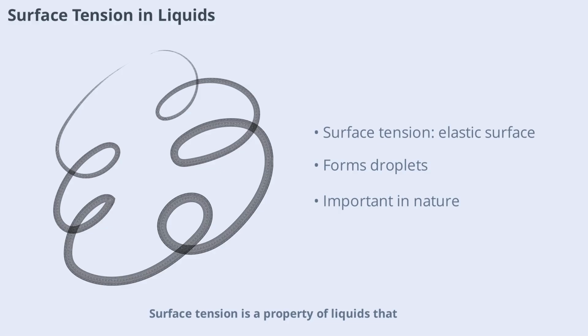Surface tension is a property of liquids that makes their surface behave like a stretched elastic sheet. It's why water forms droplets and why some insects can walk on water. Surface tension is caused by the attraction between particles at the surface of a liquid. This property is important in nature, technology, and even in our bodies, affecting everything from raindrops to medical devices.